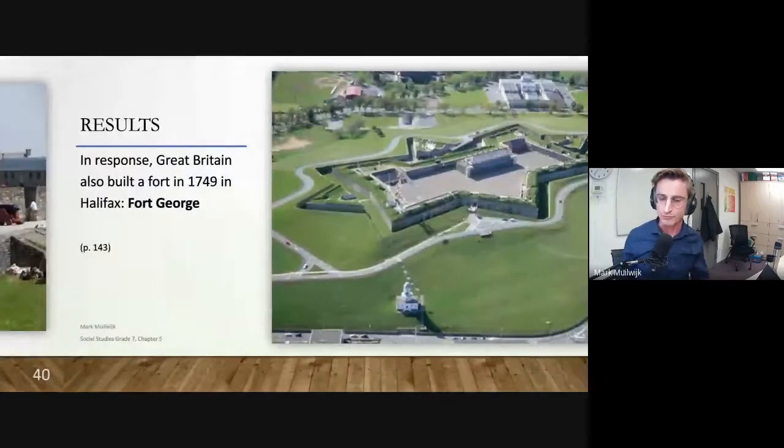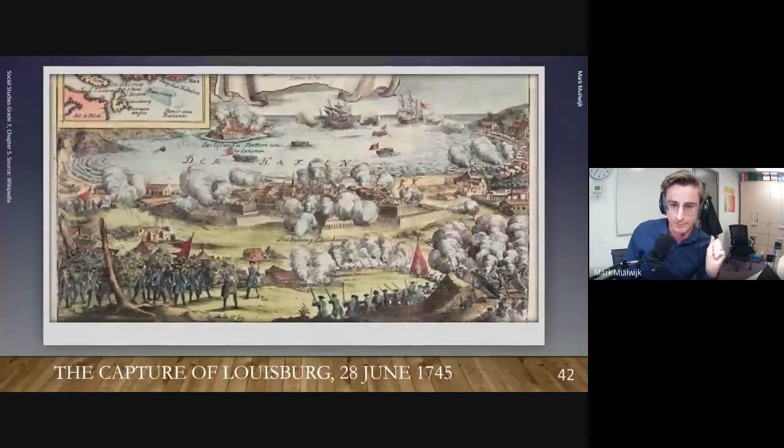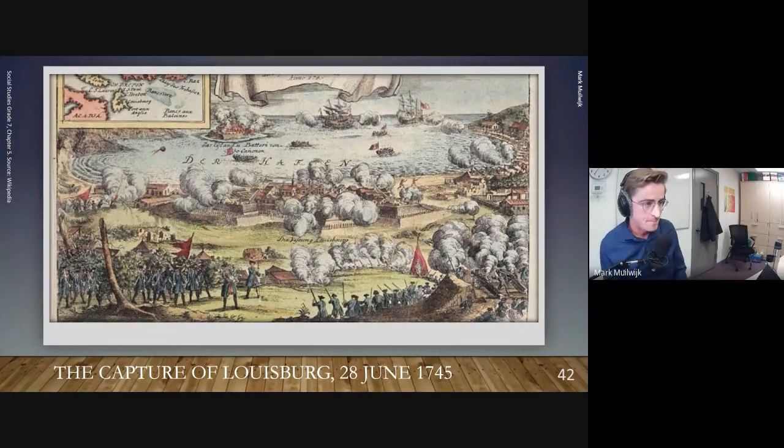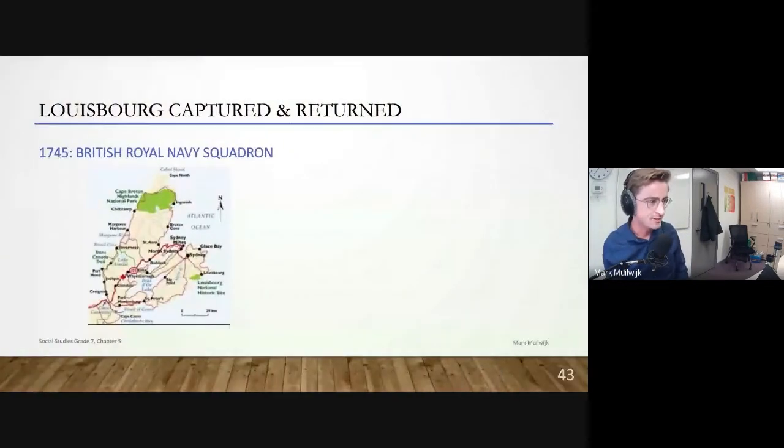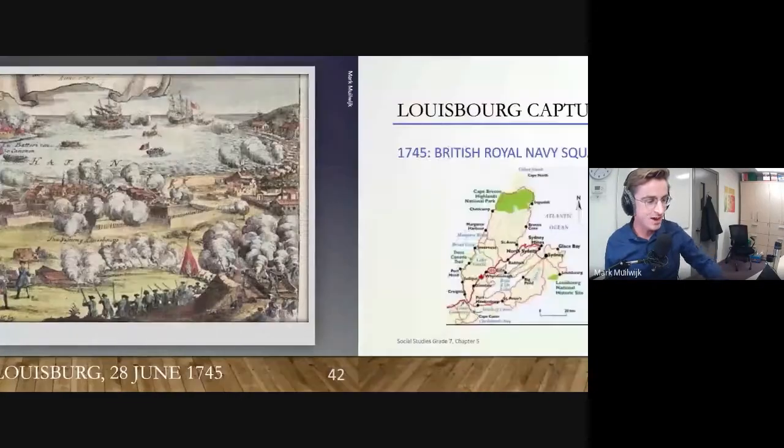Okay, the fact that the French built Fort Louisbourg really annoyed the governor of Boston. And he got the colonial British fleet together and attacked Fort Louisbourg in 1745. And here you can see it being attacked from all sides. I'm not sure why the title is in Dutch there. Okay. But that wasn't very long.